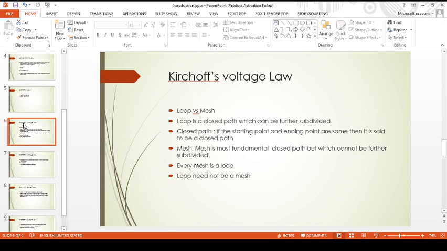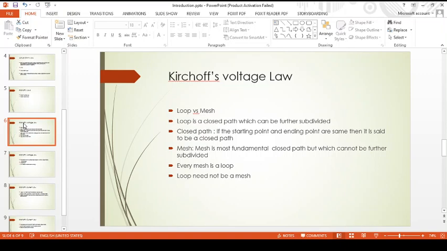What does Kirchhoff's voltage law base on? Before delving into the topic of Kirchhoff's voltage law, let me clear up some basics. The basics are: what is a loop and what is a mesh? A loop is a closed path which can be further subdivided. Now what is a closed path?